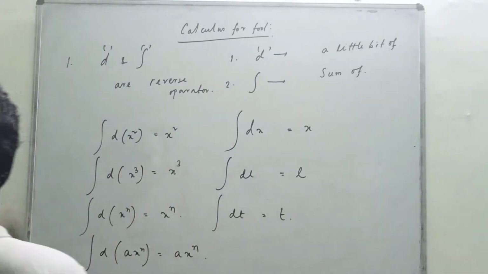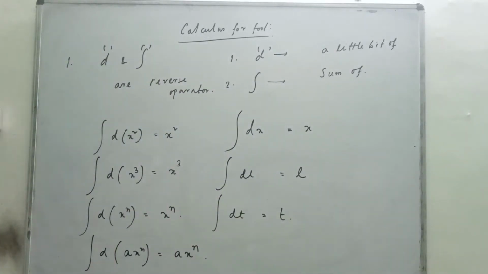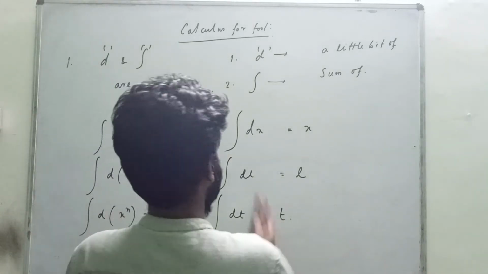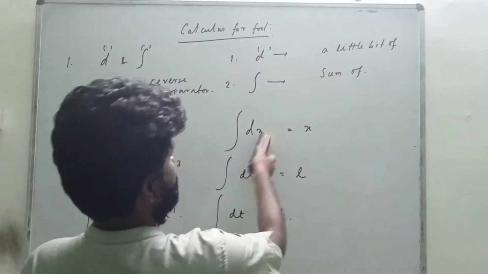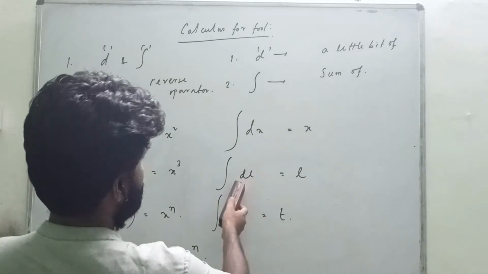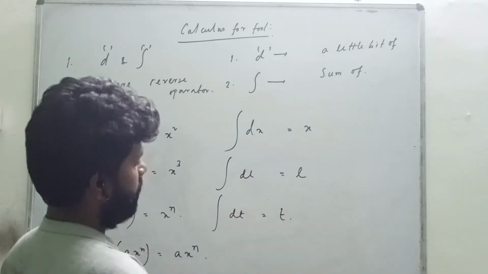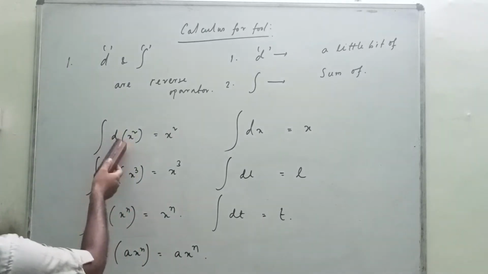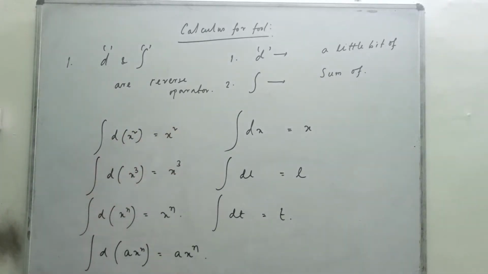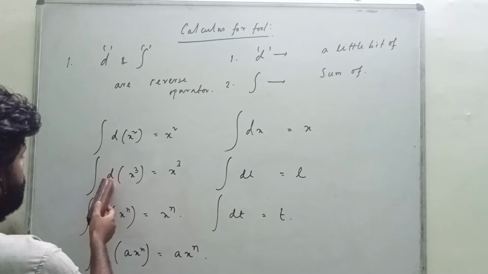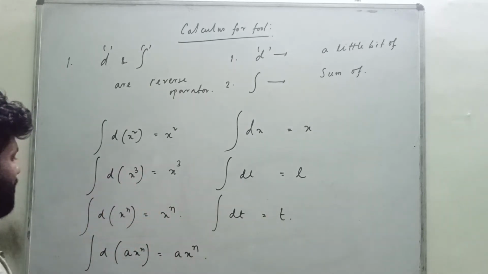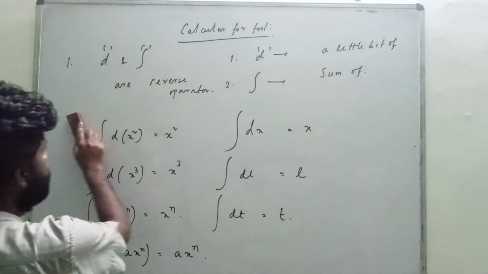So it is just what? So same: sum of the bit of x means x, sum of the bit of l means l, sum of the bit of t is t, sum of the bit of x squared means x squared, sum of the bit of x cubed means x cubed, and so on.